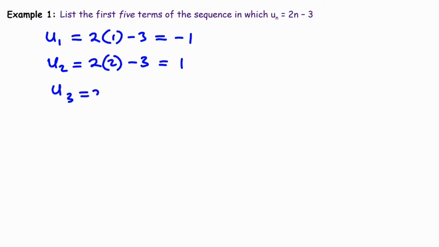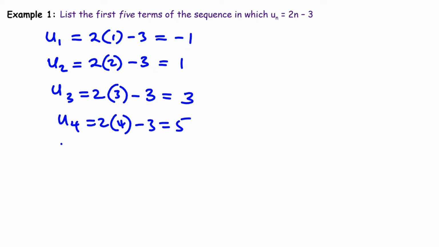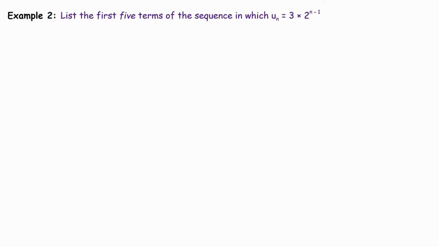The third term will be 2 multiplied by 3 minus 3, which will be equal to 3. The fourth term will be 2 multiplied by 4 minus 3, which will be equal to 5. The fifth term will be 2 multiplied by 5 minus 3, which will be equal to 7. And so on. That's how you can use the position to term rule to produce several terms in a sequence.